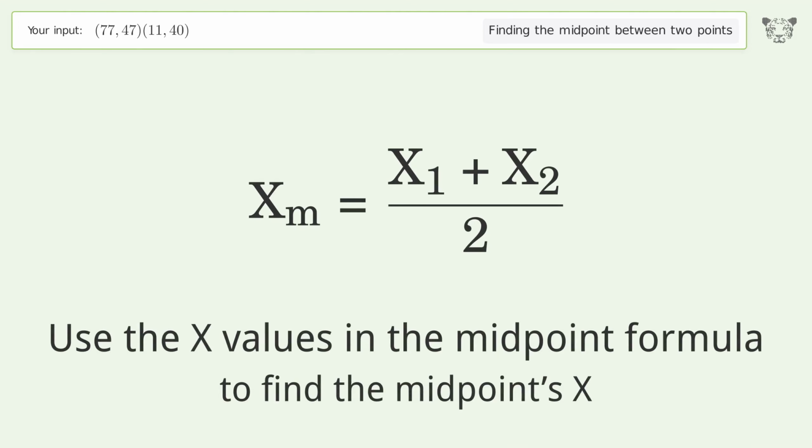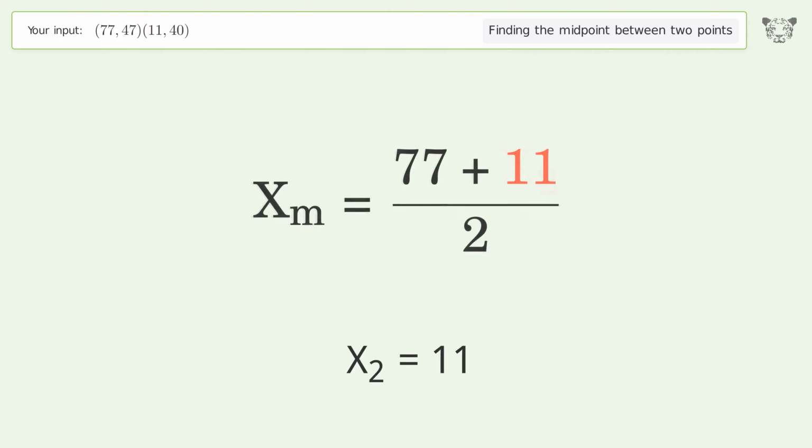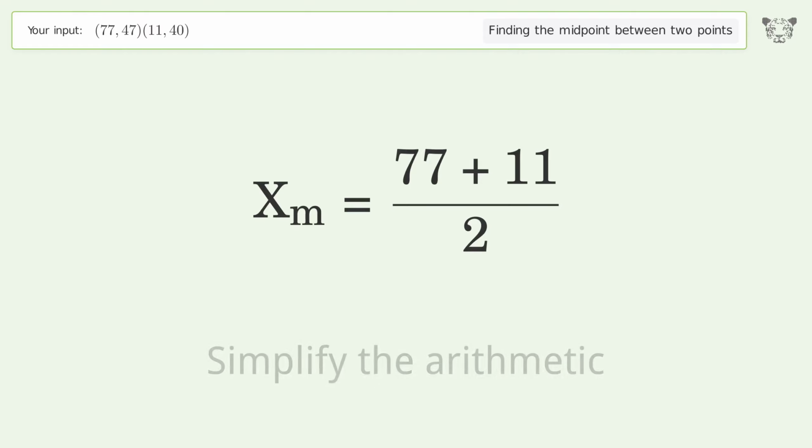Use the x values in the midpoint formula to find the midpoint's x. x1 equals 77. x2 equals 11. Simplify the arithmetic.